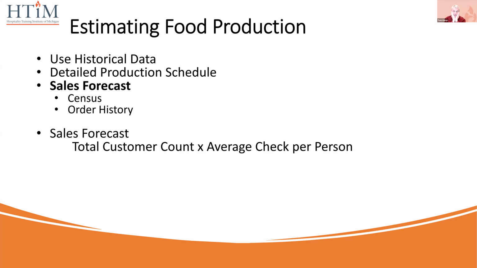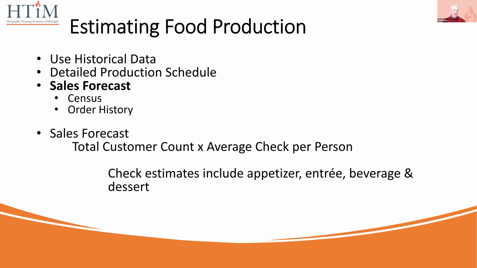That's about as close as we can get right now. So again, that's the formula right there. Our sales forecast will really be revolving around that particular formula. So the check really includes the appetizer, the entree, the beverage, and the dessert, everything. But not everybody orders everything. So how do we do that? We'll have an example of that here in a moment.